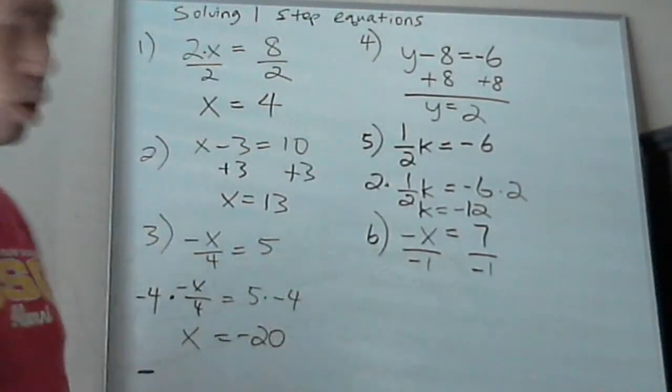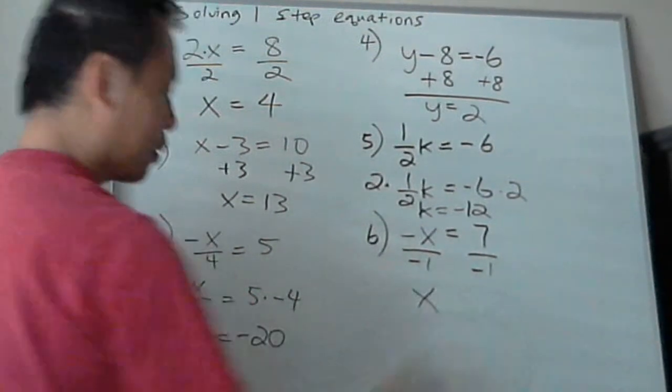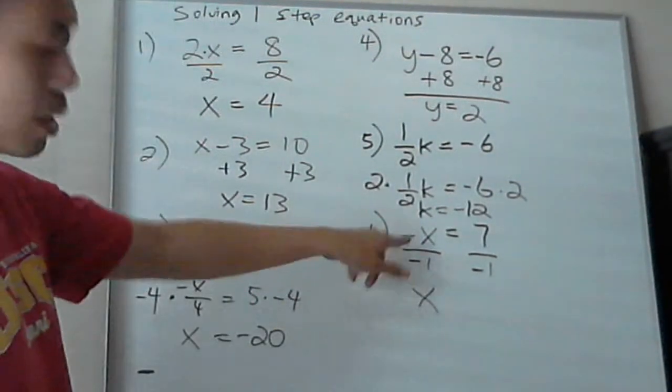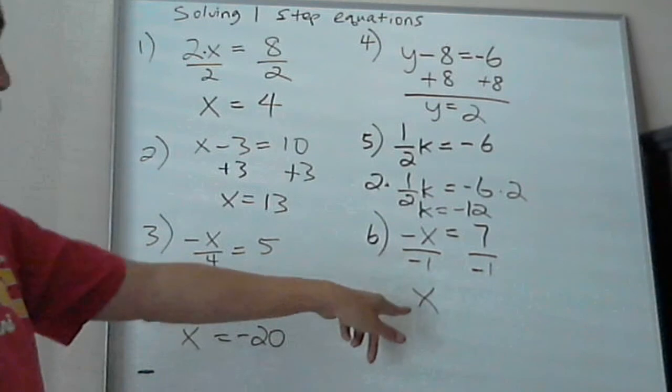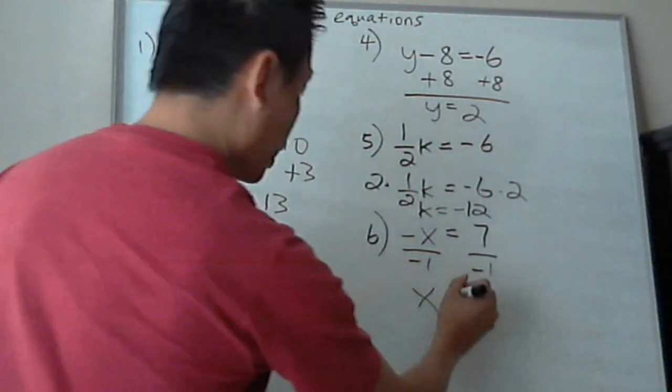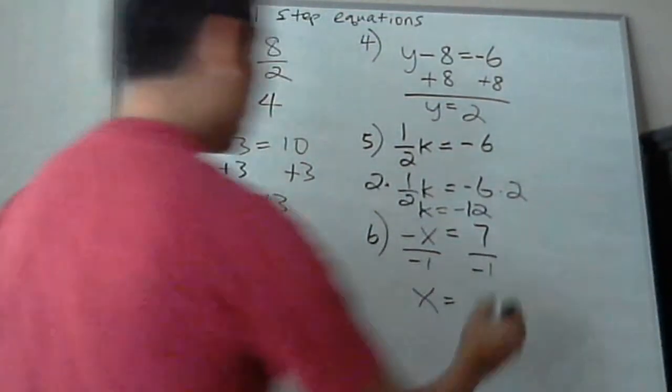Negative x divided by negative 1 will be just 1x. See how the negatives cancel out? A negative number divided by a negative number is positive. And then 7 divided by negative 1 will be negative 7.